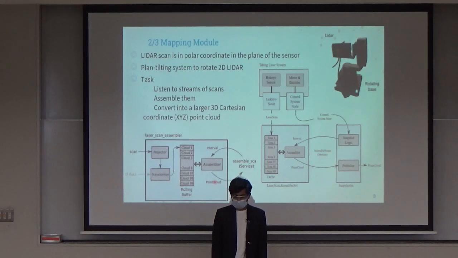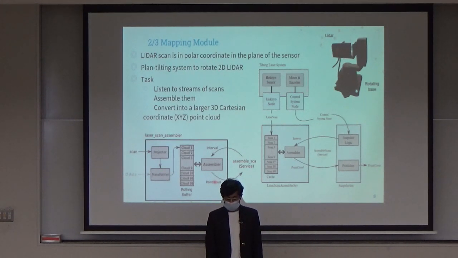In the mapping module, the LiDAR scan continuously gives a stream of scans in polar coordinate form in the plane of the sensor, and we use a plane tilting system to rotate the LiDAR. Here we can see this is the rotating base, and this is our LiDAR sensor, and this rotating base is used to rotate the LiDAR sensor.